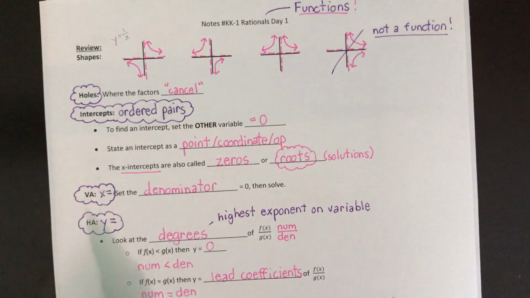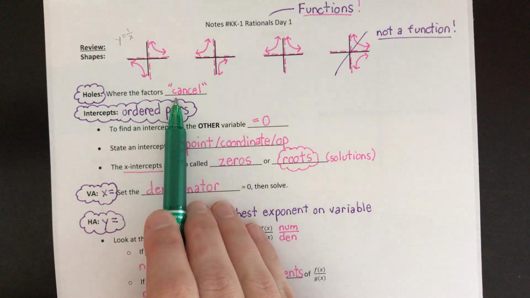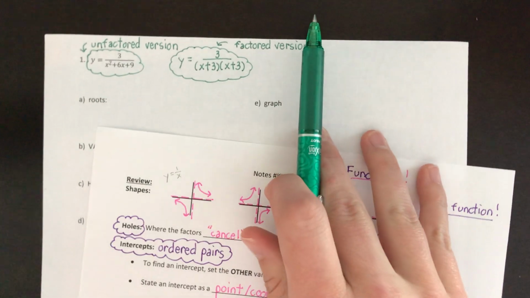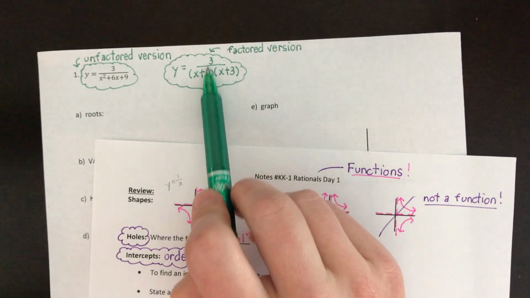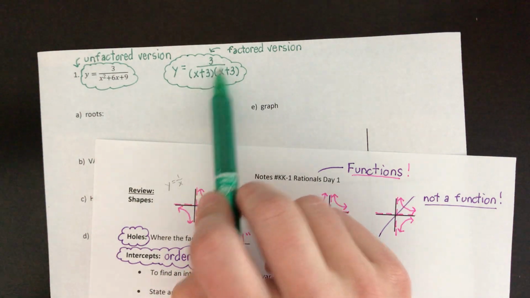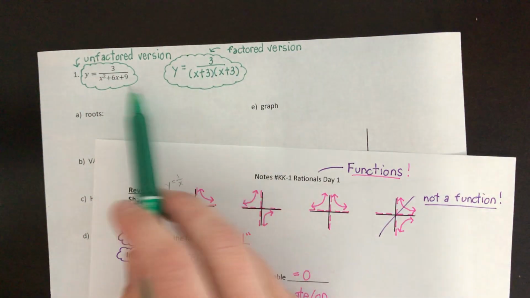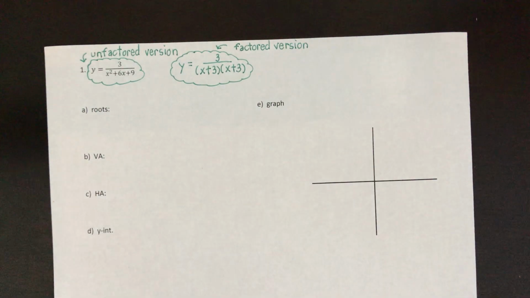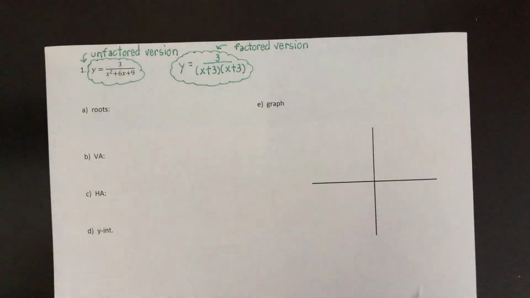And remember how holes are where factors cancel. So do we have any holes here? Do we have any factors from the numerator and denominator that cancel? No, we don't have any matching factors. So some things are going to change a little bit when you have holes, and like I said, we'll talk about that when we get to number 2.